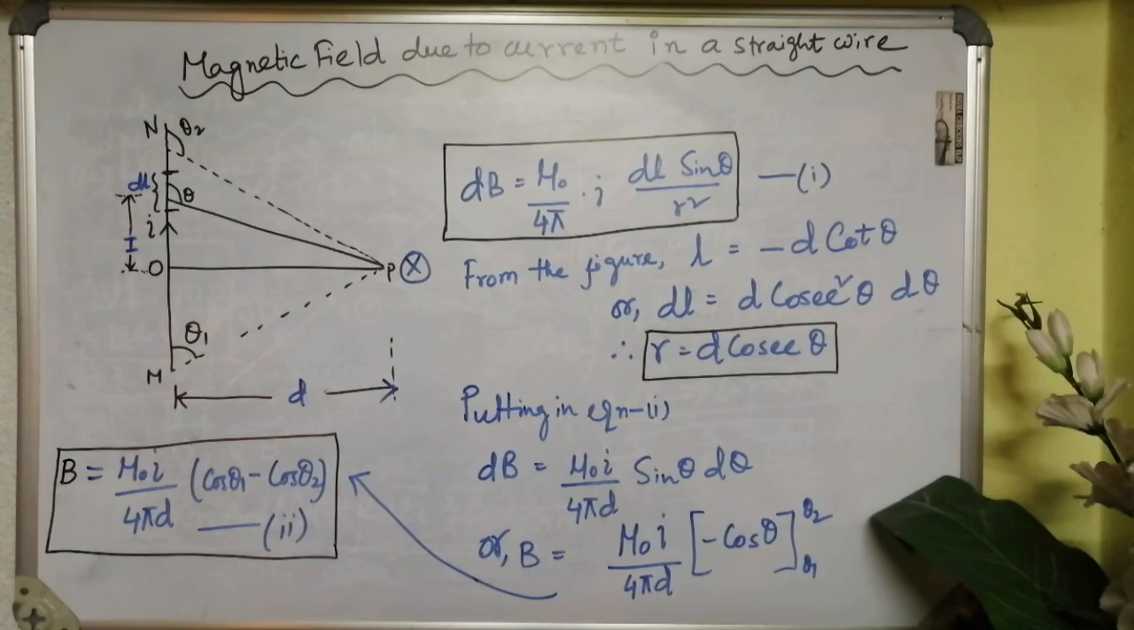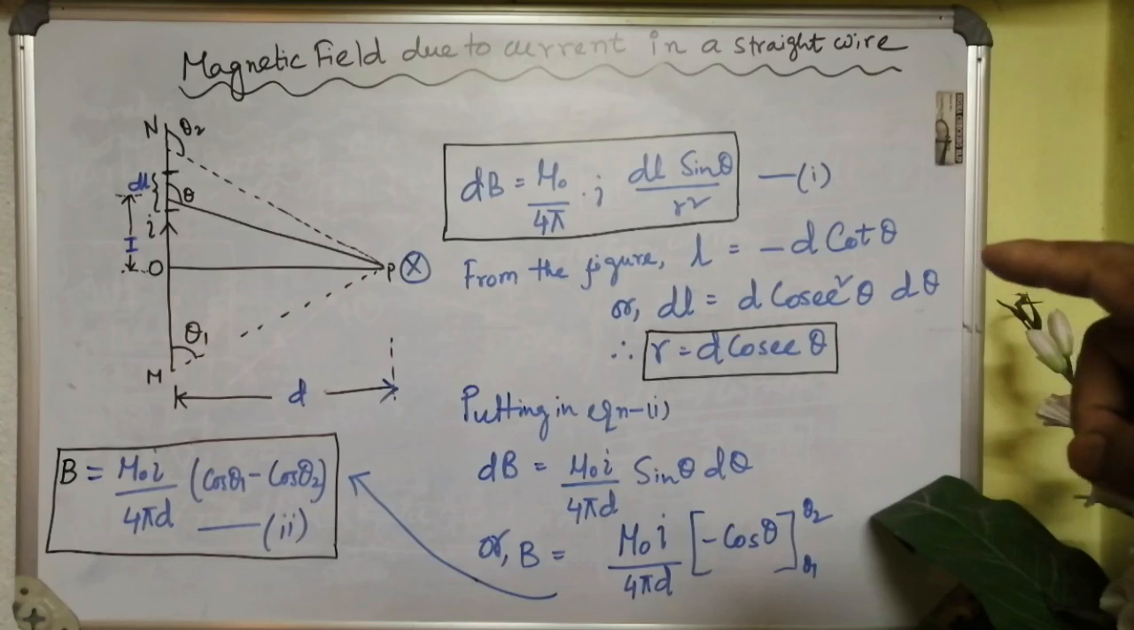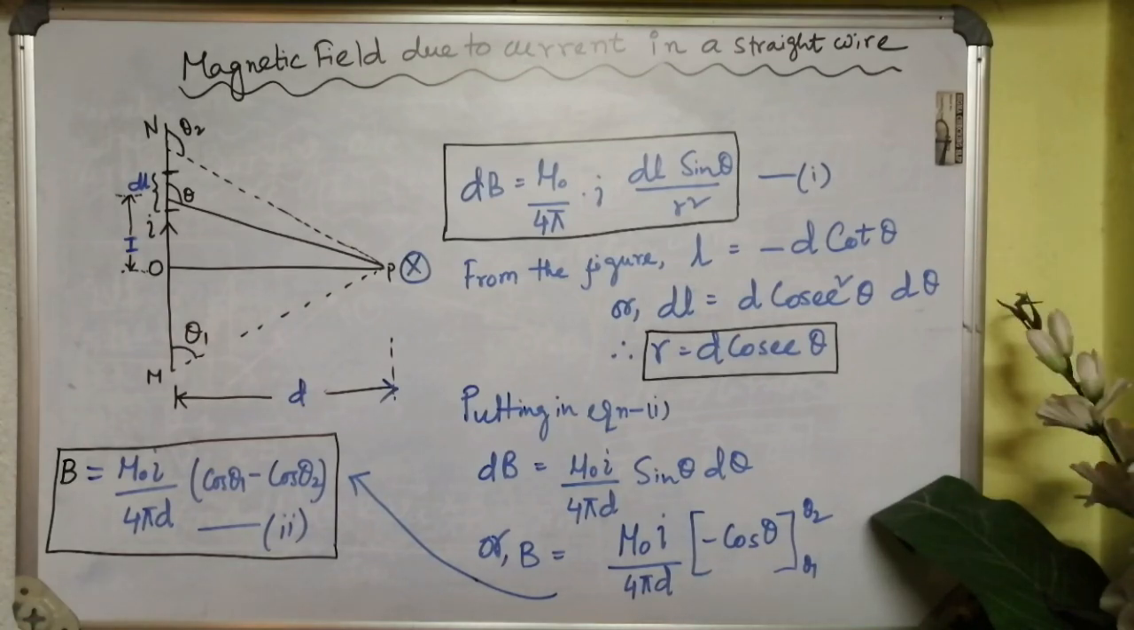So from the figure, we can get L is equal to minus D cot theta. See the figure, according to the figure, L is equal to minus D cot theta. So therefore dl is equal to D cosec square theta d theta. Also r is equal to D cosec theta. So we can put this in equation 1, and we can write dB is equal to mu naught I divided by 4 pi D into sin theta d theta.